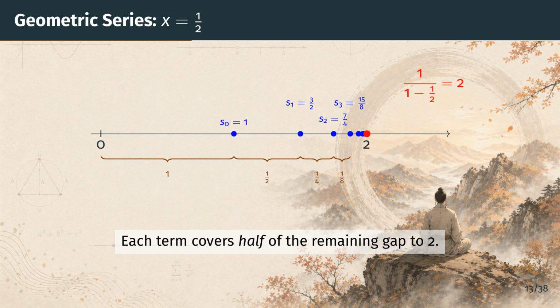Here is the geometric series with x equal to 1/2 pictured on the number line. The blue dots are successive partial sums. The first is 1, then 1 1/2, then 1 3/4, then 1 7/8, and so on. The red dot at 2 is the limit, since 1 over 1 minus 1/2 equals 2. The orange brackets below the axis show how each new term covers exactly half of the remaining gap to 2. This picture makes Zeno's paradox feel almost obvious in hindsight. You never finish the walk in any finite step, but you do approach the destination as a limit.